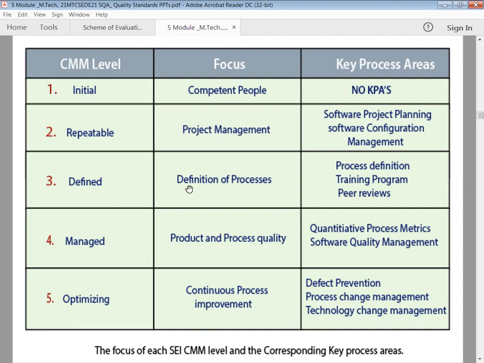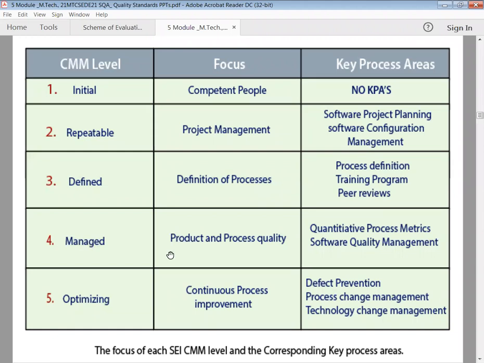And the third one is the defined level. Here we give focus to the definition of processes. What are the processes we are following in our organization? Here the targets are process definition, training program, and peer reviews. So at the third level, there are well-defined processes, and each process should be well-defined. Training should be given for each and every process, and the peer review process plays an important role.